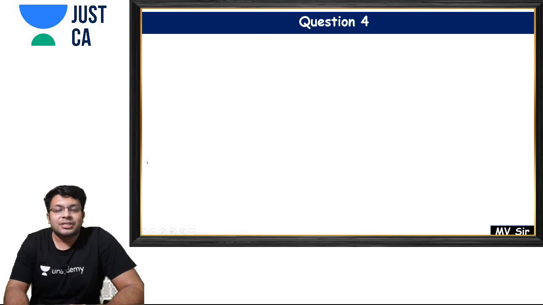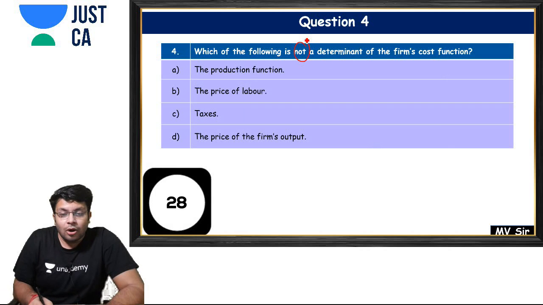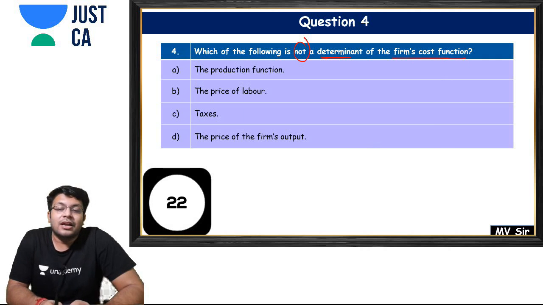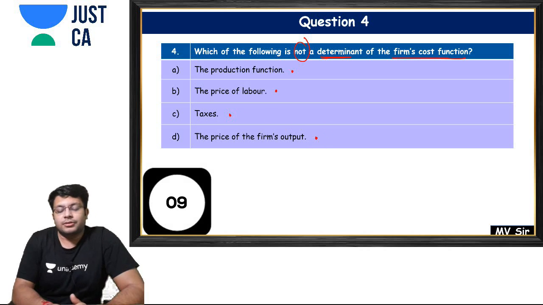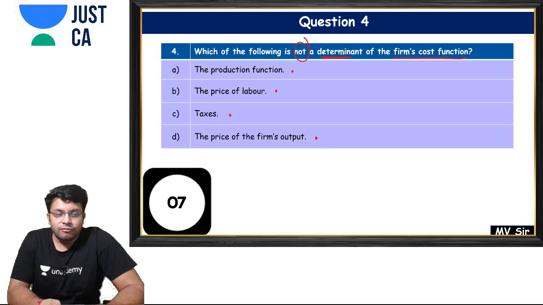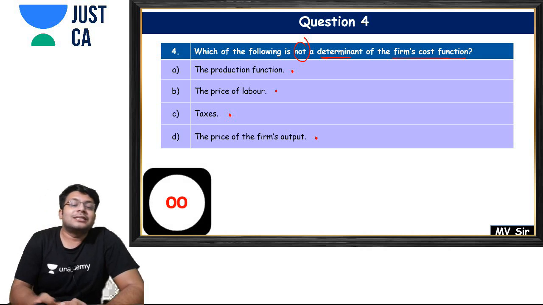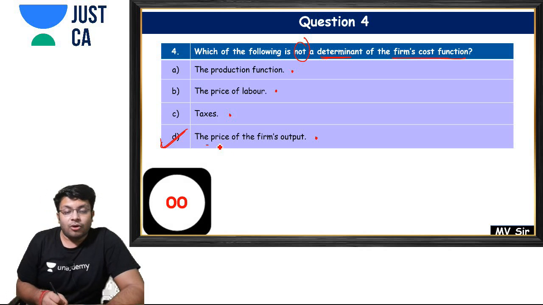Next question, my friends. Which of the following is not a determinant of the firm's cost function? The production function, the price of labor, taxes, or the price of firm's output. What is the answer? 4A, 4B, 4C or 4D? Yes, friends, the answer is option D, the price of firm's output.